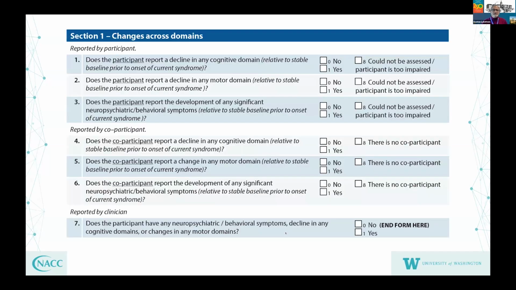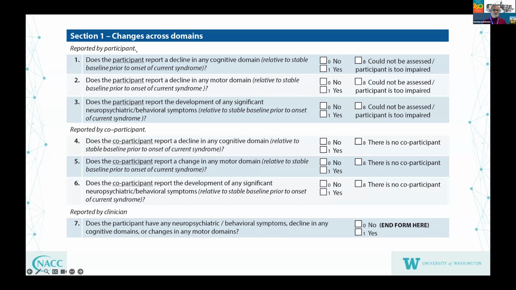So changes across domains. So this is a summary form that's asking you as a clinician, either as hearing what's reported by the participant or reported by the co-participant, to decide whether there's a decline in any cognitive domain, in any motor domain, or in the neuropsychiatric space. And you can rate a no or a yes for each one of these, or a could not assess. These are mutually exclusive, obviously.